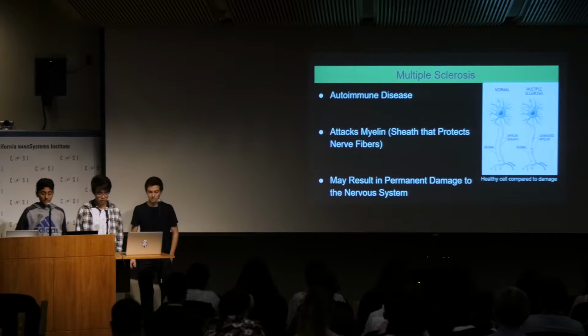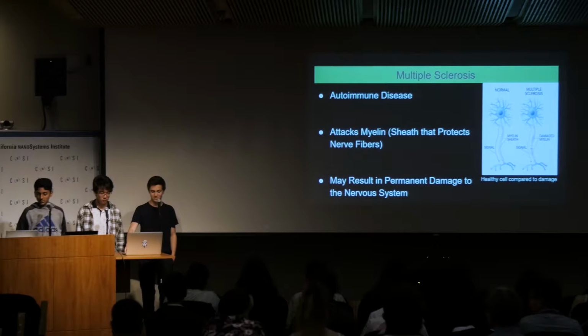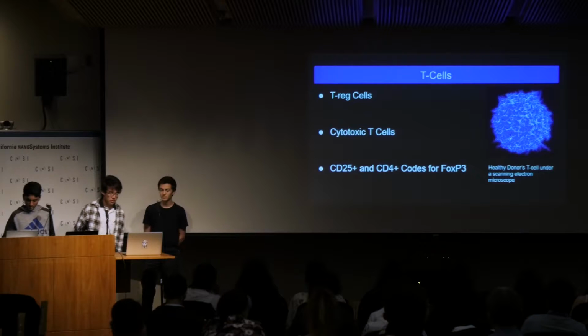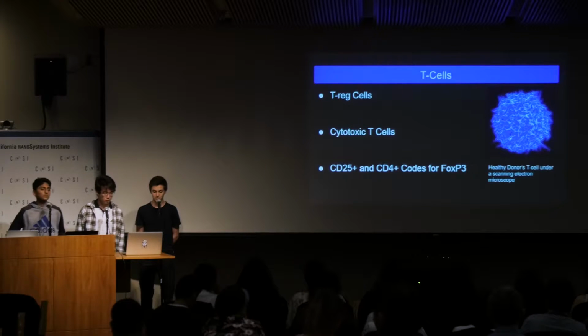So just some brief background over multiple sclerosis. This autoimmune disease involves the attack of myelin, which protects nerve fibers, and deterioration of connections in the central nervous system, causing a dysfunction of the peripheral nervous system. So eventually this results in permanent damage to the nervous system itself, loss of motor function or paralysis, depression, and epilepsy.